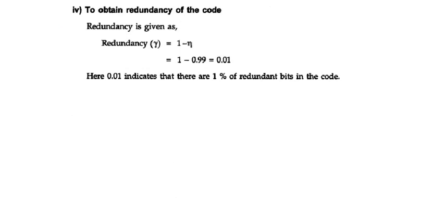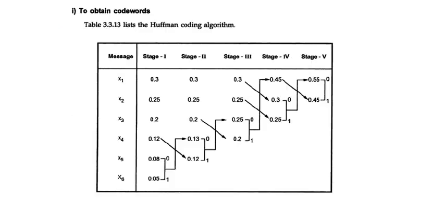And redundancy is nothing but 1 minus efficiency. So 1 minus 0.99 is 0.01. Now the same symbols we calculate by using Huffman coding. So again in Huffman coding also, x1 to x6 symbols are arranged in decreasing probability order.